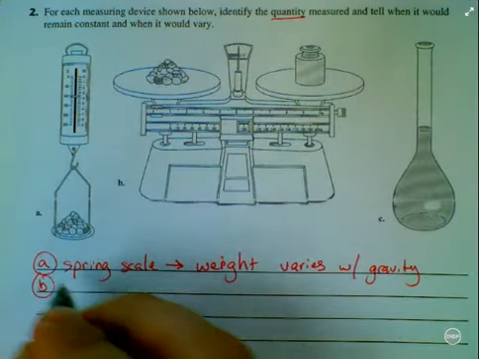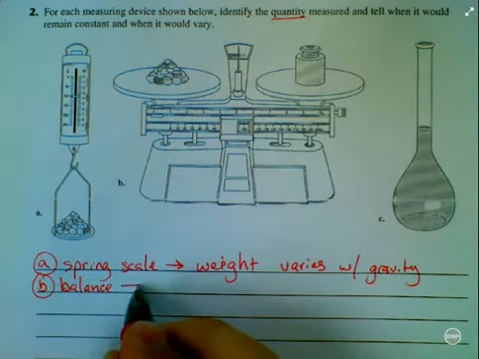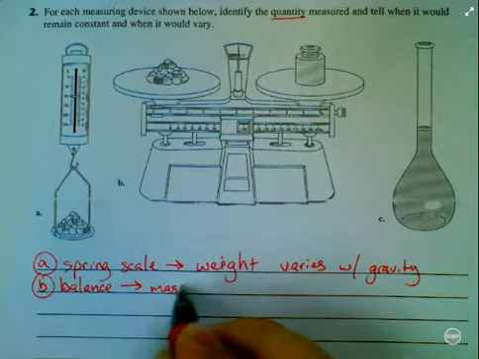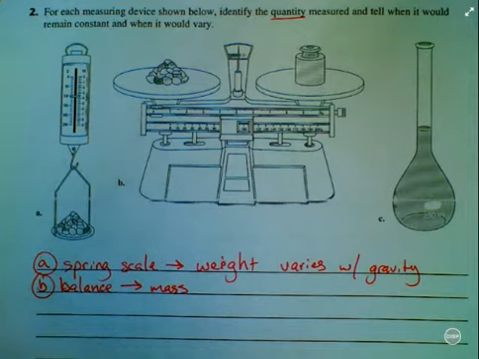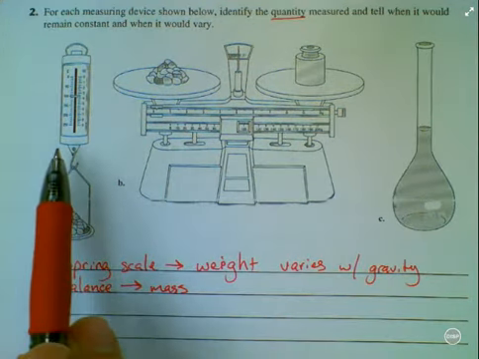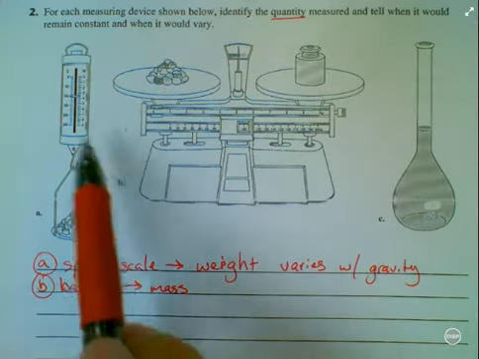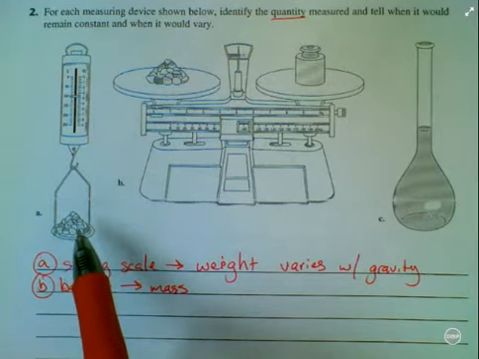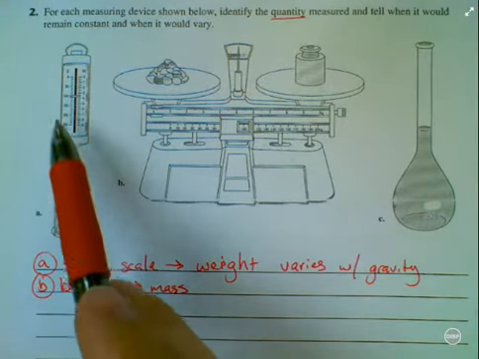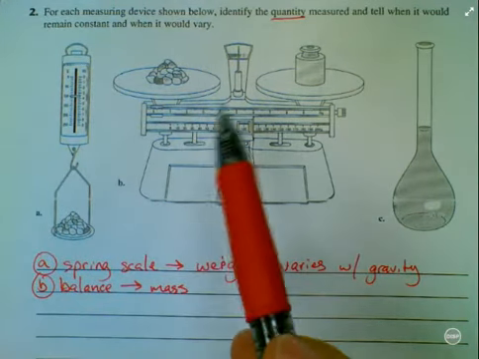B, this is a balance. Balances measure mass. Now, a lot of people think that mass and weight are the same thing, or at least they can't tell the difference between the two. They also think that scales and balances are the same thing, and they are not. Because notice, in A, the spring scale is not comparing this amount of stuff to anything else. It's just allowing gravity to accelerate it downwards.